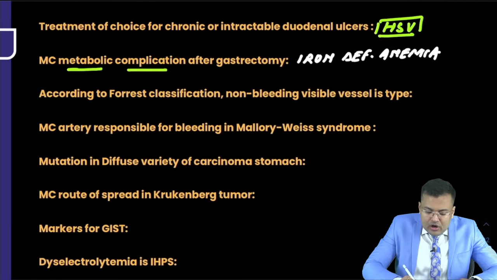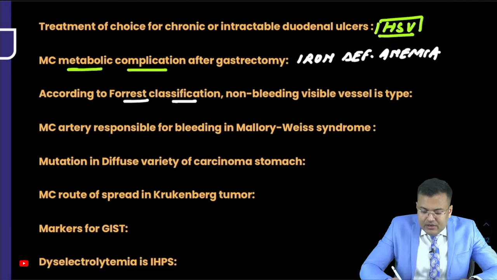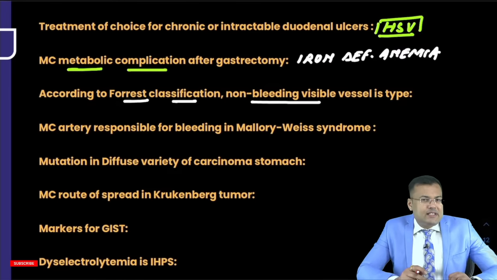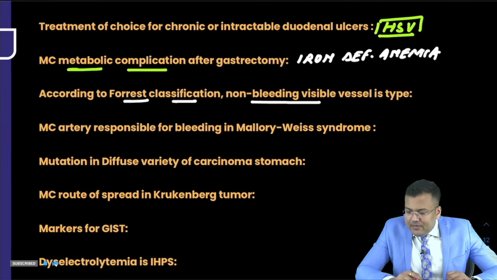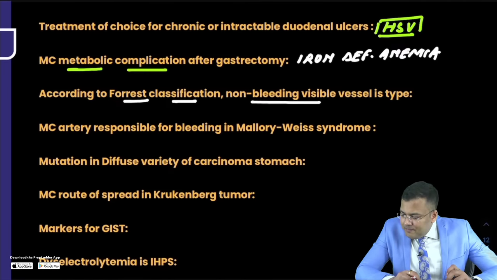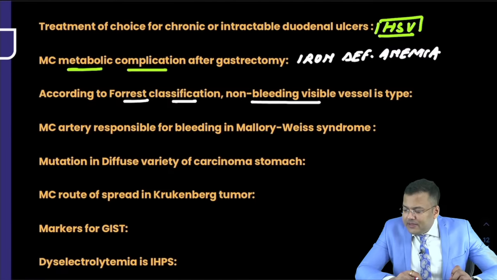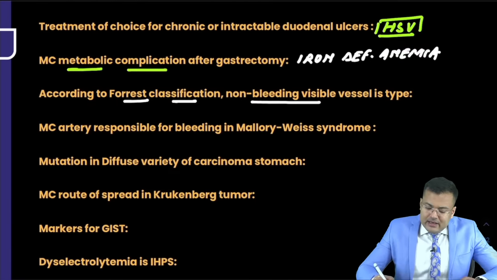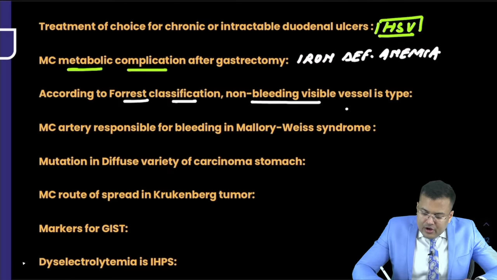Next question. According to Forrest classification, non-bleeding visible vessel. What is the type? Tell me, guys. Dark Knight, Sushmita, Jiten Yadav, Bhargavi, Anu, Shivani Patel, majority of you are correct, guys. It is type 2A. Non-bleeding visible vessel, that is type 2A.